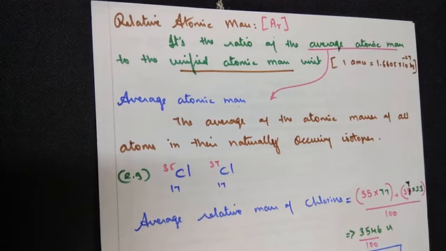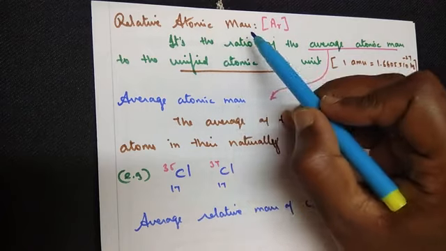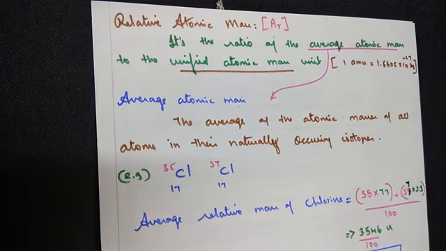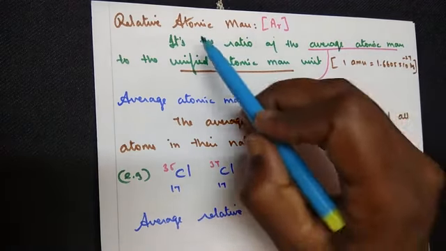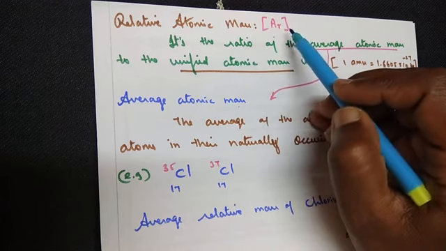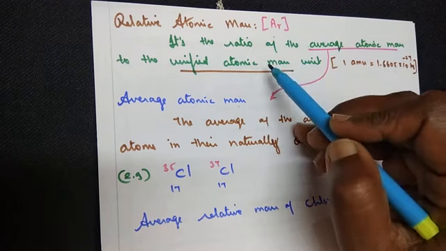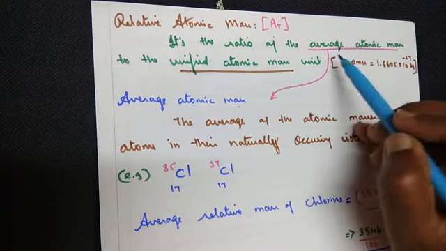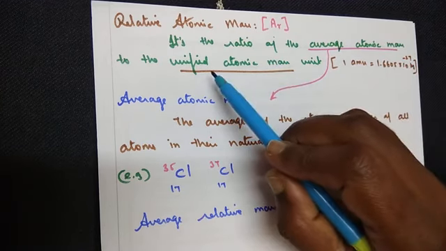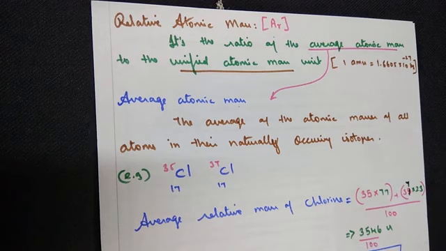Dear students, the concepts we will be learning in today's class are relative atomic mass and molecular mass. Now, relative atomic mass is represented as Ar. The definition for it is: it's the ratio of the average atomic mass to the unified atomic mass unit.